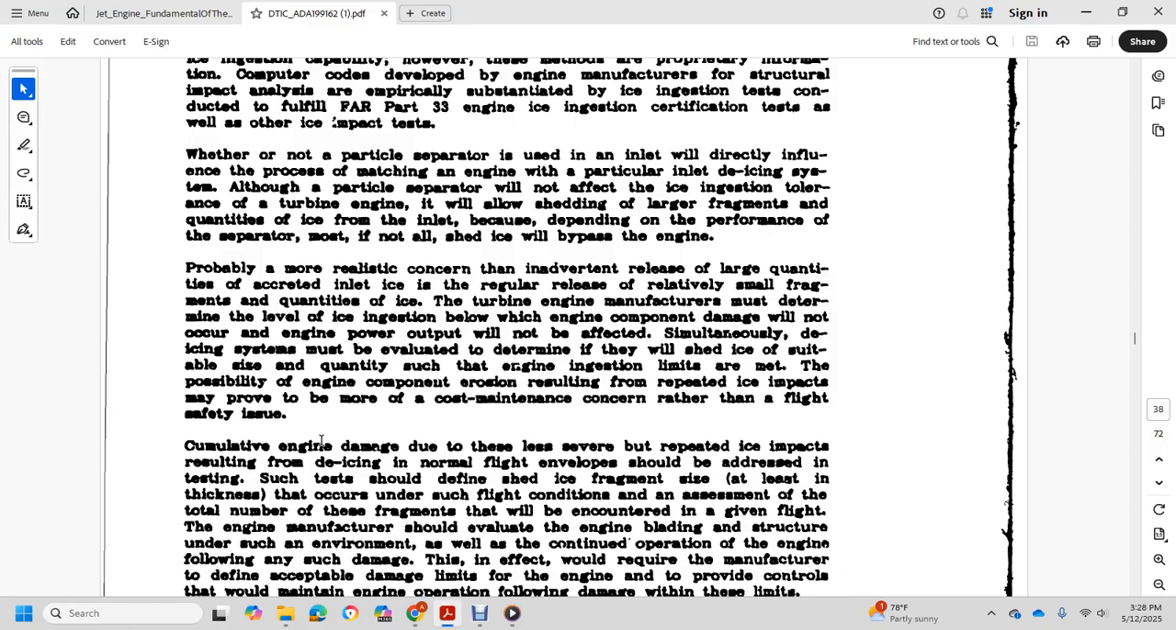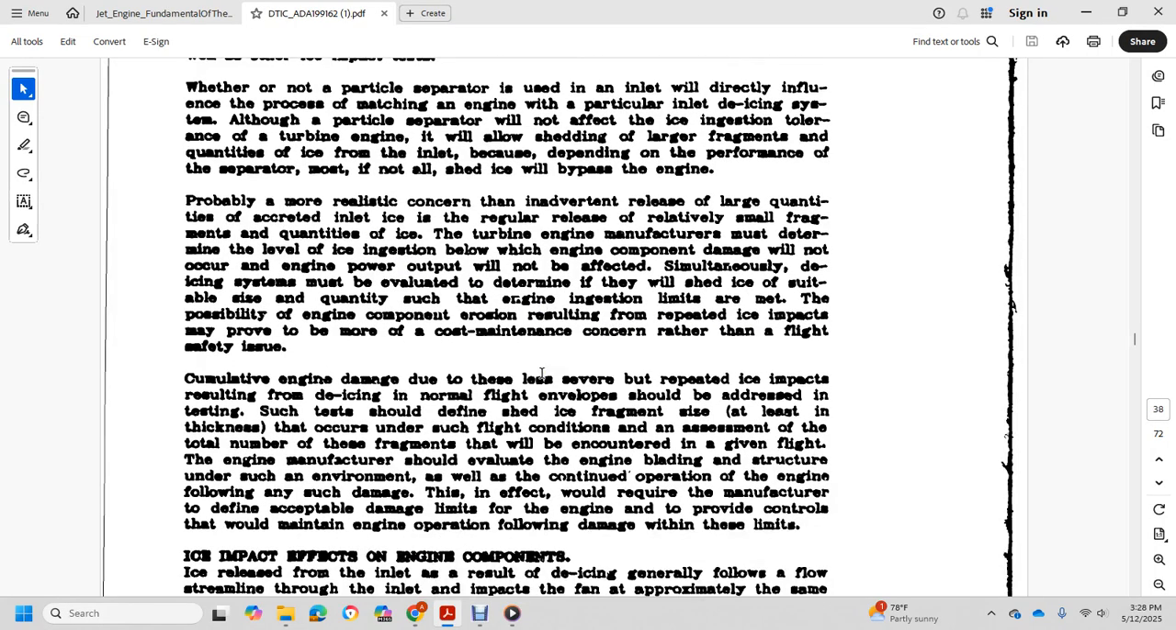The engine power output will not be affected simultaneously. The de-icing system must be evaluated to determine whether the shed ice is of a suitable size or quantity such that the engine ingestion limits are set. But the possibility of engine component erosion resulting from repeated ice impacts may prove to be more of a cost and maintenance concern rather than a flight safety issue.